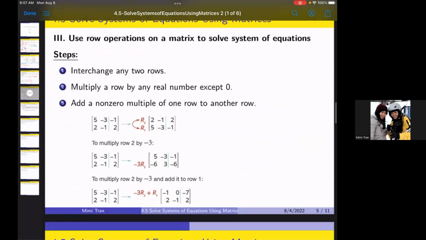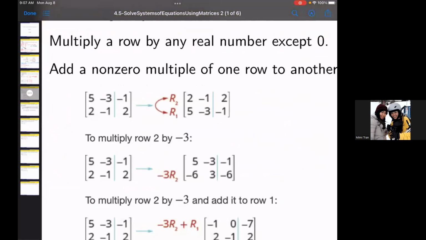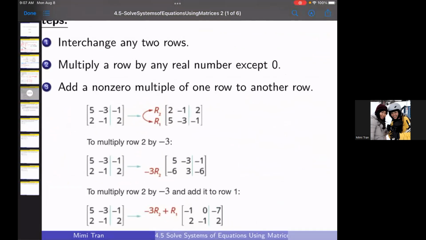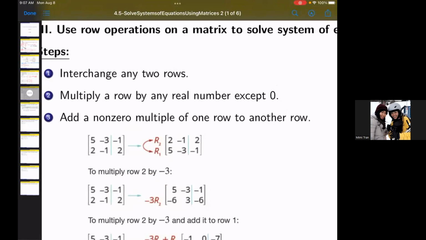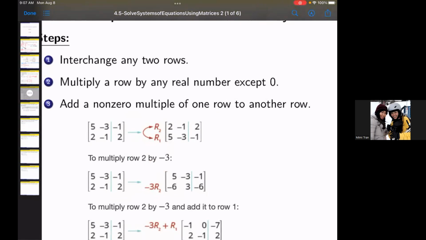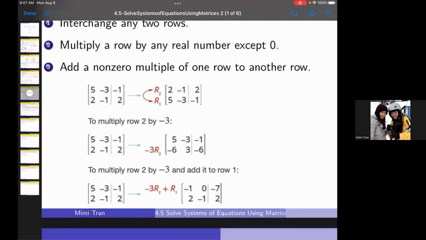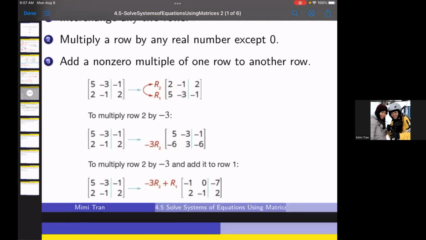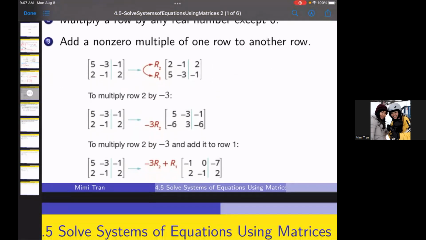First, it is okay for you to change row. So for example, if you have a 2 by 2 system of equation, you can flip them back and forth, as long as you don't change the coefficient, unless you multiply a row by any real number except zero. Do you remember when you do elimination, we can multiply one equation by a number and then add to another? Same thing here. You multiply a row by any real number, and then you can add a non-zero multiple of one row to another. It's the same thing we did with elimination, nothing less. The only difference is that instead of writing x, y, z, we just write the coefficients. It's just less writing, that's all, and the presentation is slightly different.